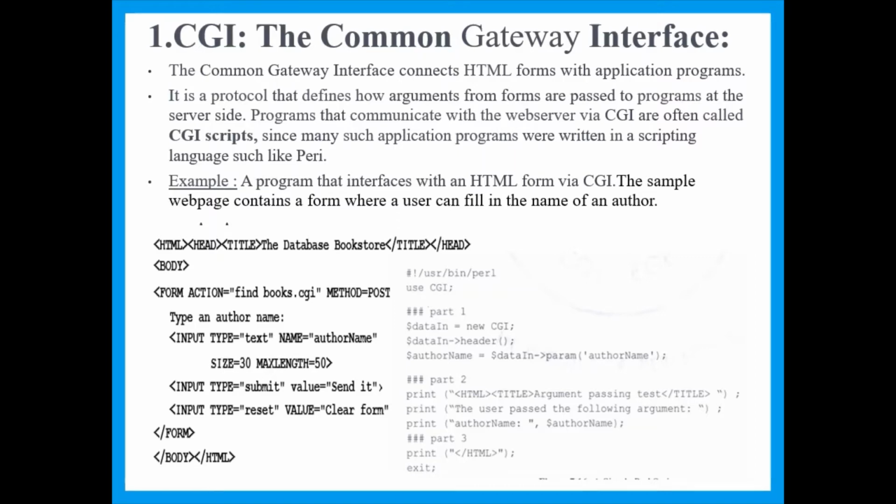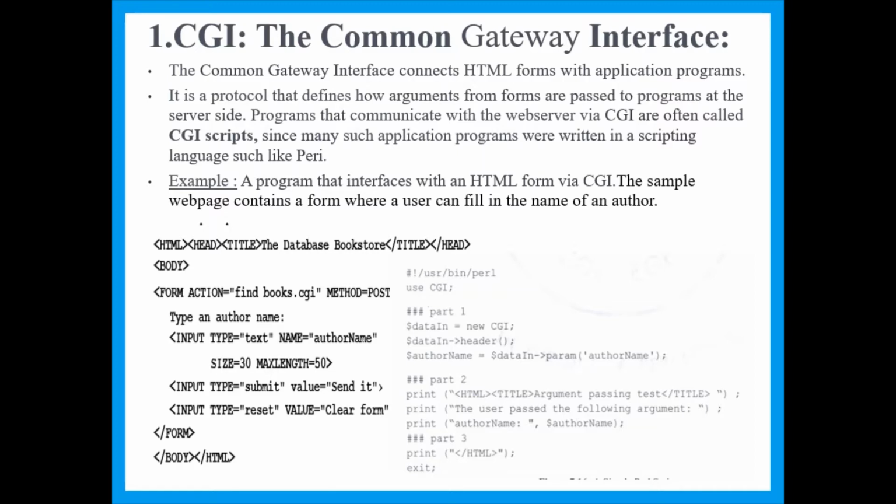Then we need to print the message. To print the message we are using a print function. It is optional, either you can make use of an HTML tag or not. We can just say print, double quote, argument passing test, that is optional. Then to print the result we are making use of a print. The label is called author name colon, whatever is written within the double quotes will print as it is, followed by the variable dollar author name, which is holding the actual value passed by the HTML page. Then we are going to display the message as author name colon welcome.